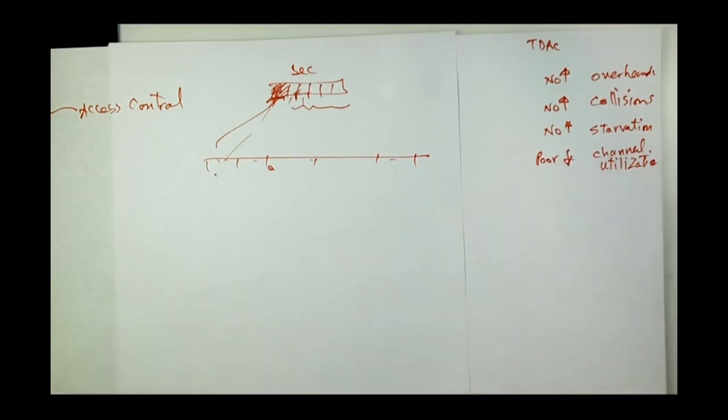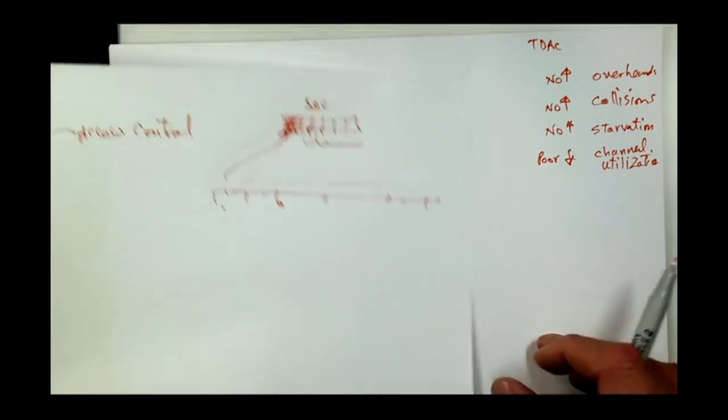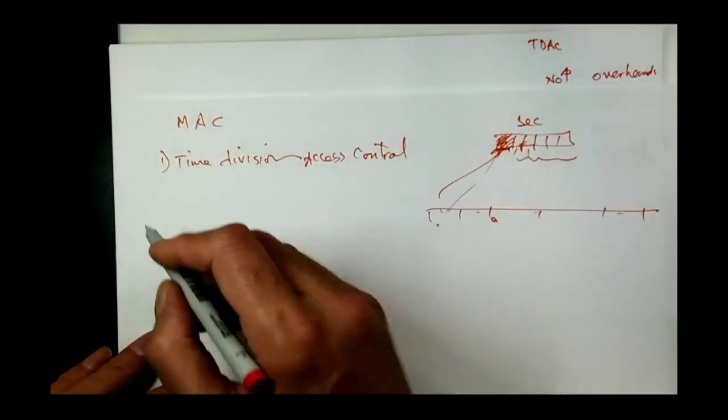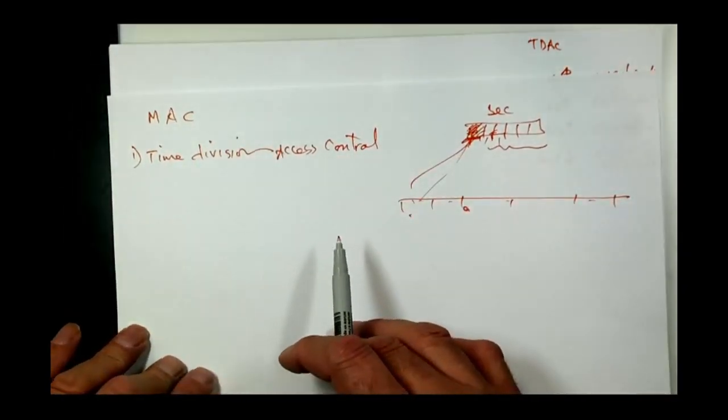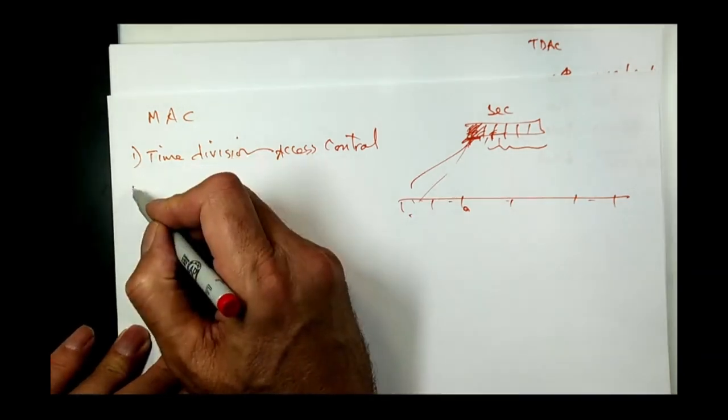Unless everybody has a lot of data to transmit all the time, then the channel will be utilized 100% of the time. But unfortunately now it's not. So that's known as time division. We'll look at other features of time division next time, as we keep going.